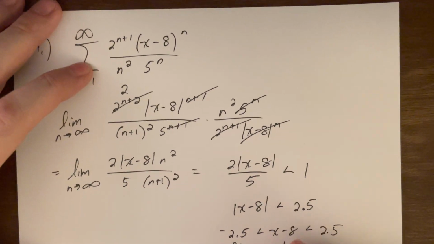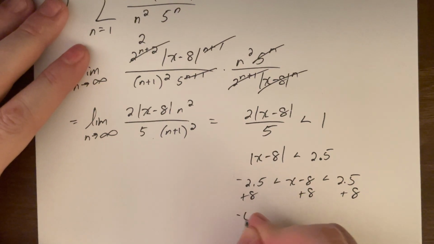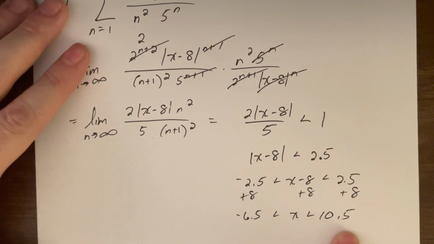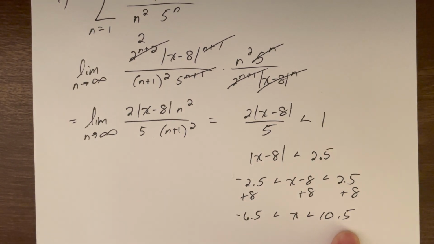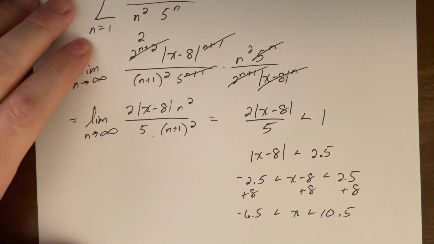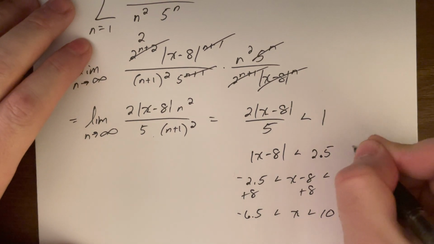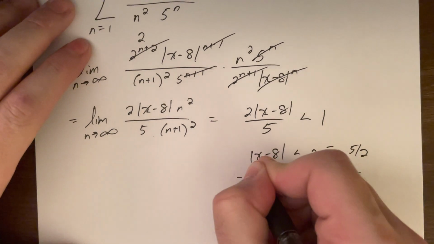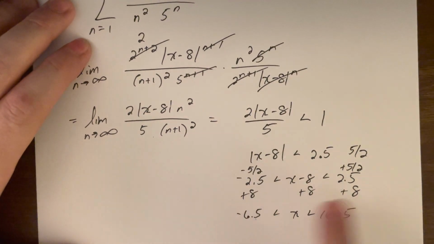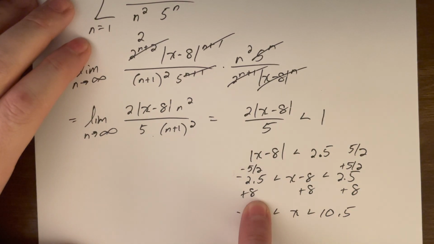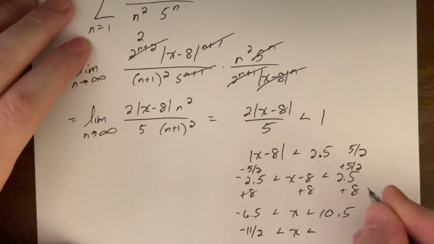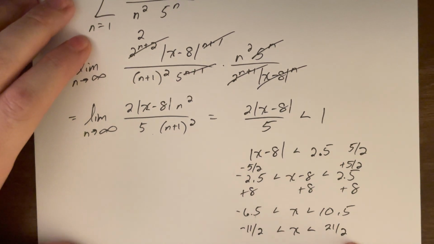Still adding 8 to all sides, so negative 6.5 and positive 10.5. Now, again, plenty of people, especially as I go back and plug in, are going to prefer to treat these as fractions. So as fractions, that was negative 5 halves plus 8, and positive 5 halves plus 8. 8 would be 16 halves, so negative 11 halves, and this would be 21 halves.